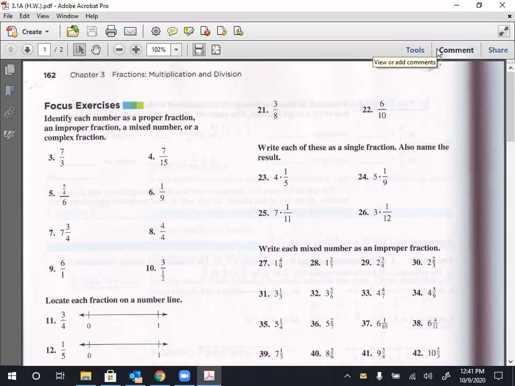So a proper fraction means that the top number, we call that the numerator, is smaller than the bottom number, called the denominator. That's what a proper fraction is. Okay?